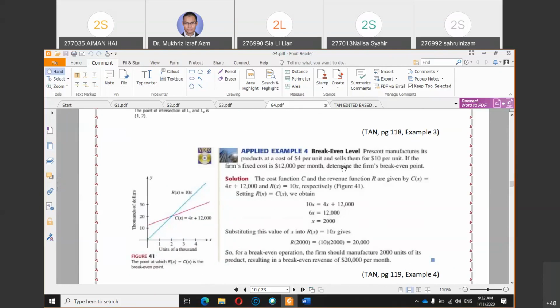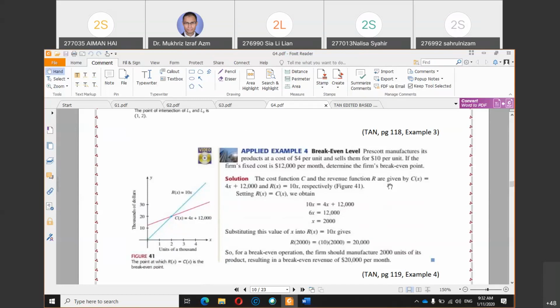They said the break even is the cost of production equal the revenue. So TR equal to TC. Yes, or in other words, profit equal to zero. There is no profit and there is no loss. So your revenue is equal to your cost. So that is break even.